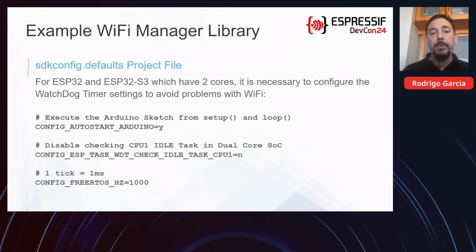Also, it might be interesting for you to add one setting in the SDK config defaults file, which is to tell the system that it should not care about the idle test for CPU1. This is the one in the middle here on the screen. This is interesting for the ESP32 and the S3 because they're dual core, and the system might complain because the CPU1 idle task is not being reached, mainly because of Wi-Fi. That is also in the SDK config from Arduino as default there too. But in your project, you might want to declare that explicitly through the sdkconfig.defaults file.